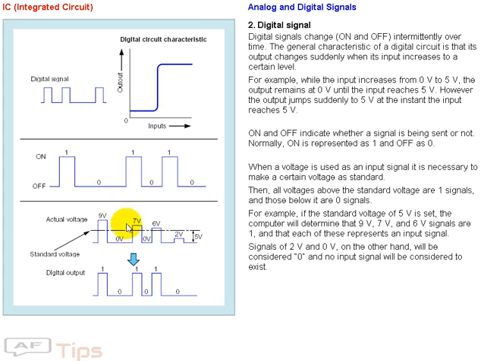For example, if the standard voltage of 5 volts is set, the computer will determine that 9 volts, 7 volts, and 6 volts signals are 1, and that each of these represents an input signal. Signals of 2 volts and 0 volts, on the other hand, will be considered 0, and no input signal will be considered to exist.